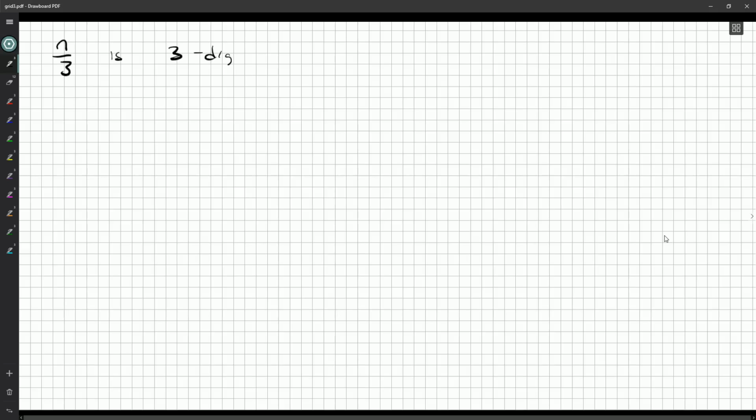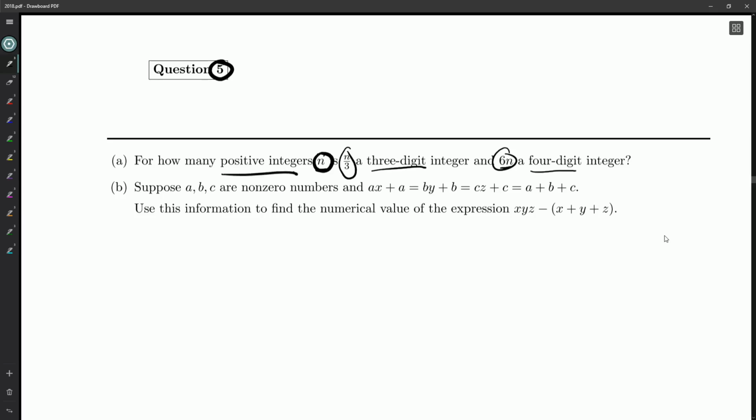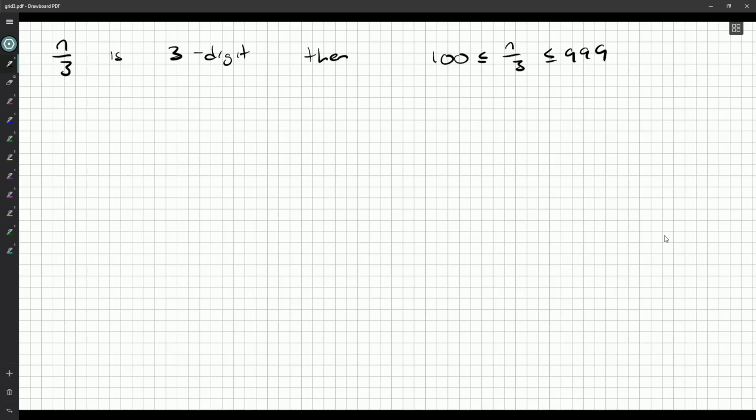3-digit, then it quite specifically has to be in this range between 100 and 999. And we want n to be an integer, right? How many positive integers? So we can't let n be some fraction or anything like that. Okay, so then that tells me that n is somewhere between 300 and 1,000 times 3 minus 3, so that's 2997. Okay, so we've got a nice little range of values that n can be here.